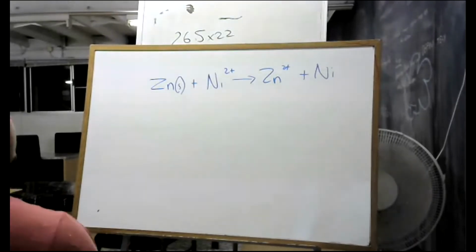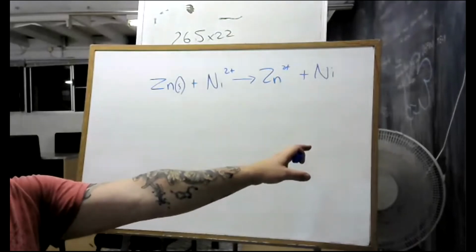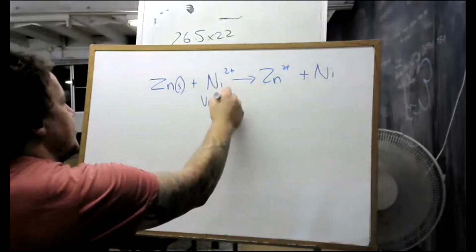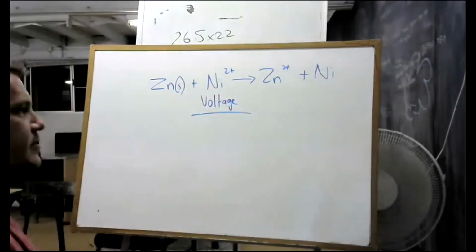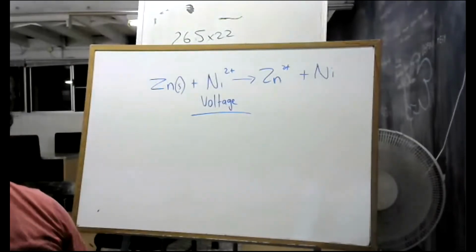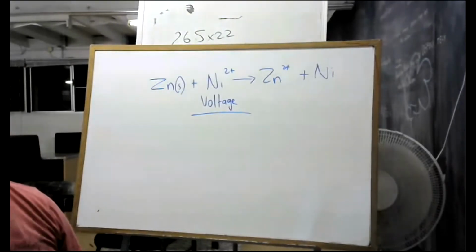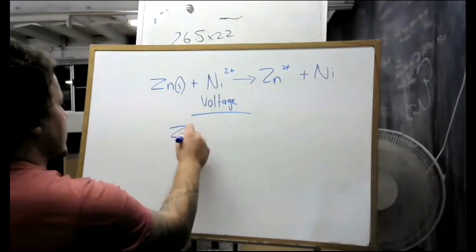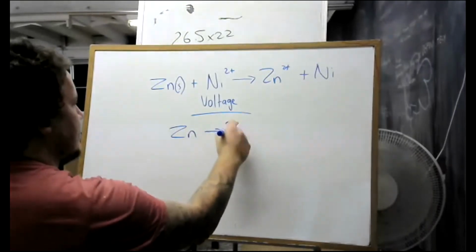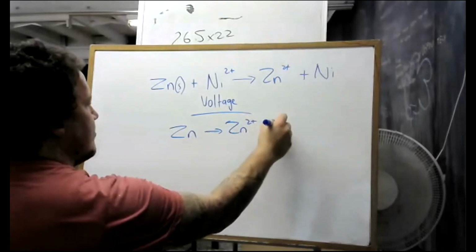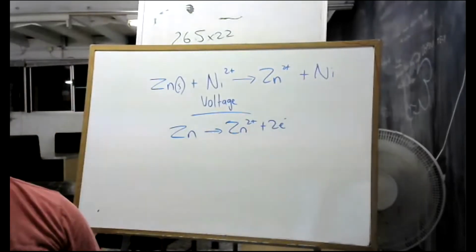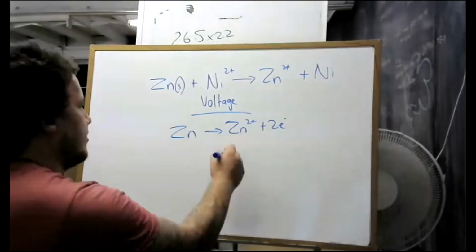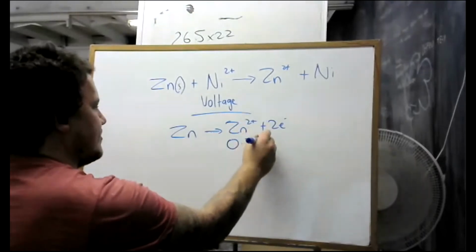Okay, now that we've written our overall equation, we can determine the voltage that could be produced, the theoretical voltage, right? This doesn't change. And the reason I've gone over this like 3 times in these questions. So we have zinc becomes Zn2 plus 2E minus. So that's being oxidized. Again, we go back to our formula book. We can see that is 0.76 volts.